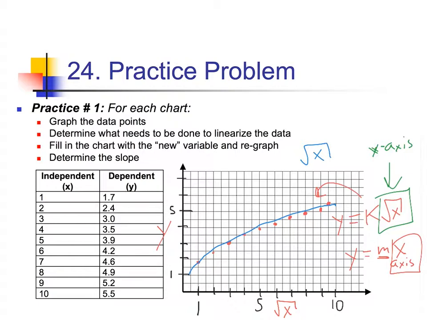If it's y equals k times the square root of x, we're going to put the square root of x on the x-axis. If it was y equals k times x squared, we'd put x squared on the x-axis, all right? So whatever that function is, you're going to put that on the x-axis, and then what is normally a curve or nonlinear graph will become a linear graph.